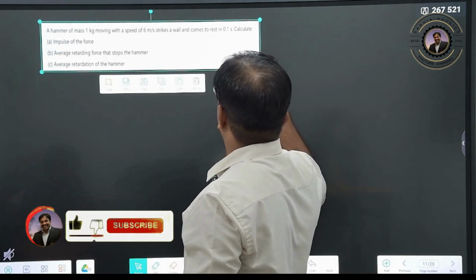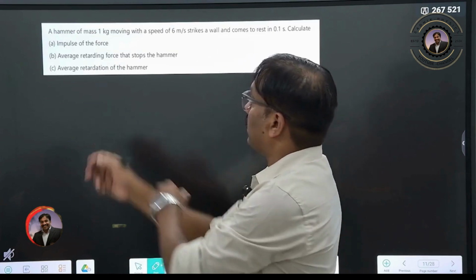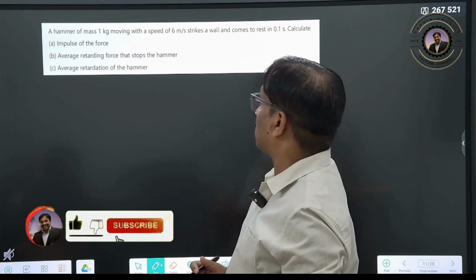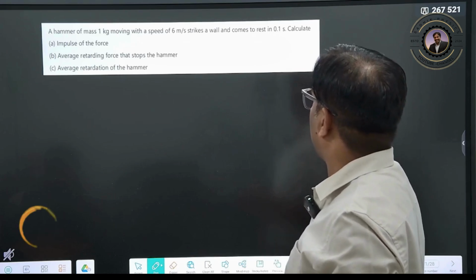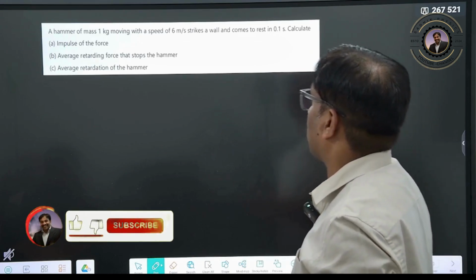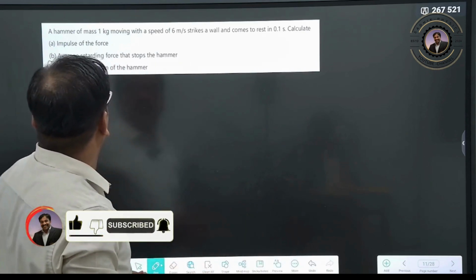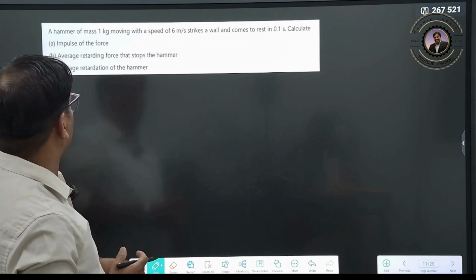Now let us see this question. There is a hammer of mass 1 kg moving with a speed of 6 meters per second that strikes the wall and comes to rest in 0.1 second. Calculate the impulse of the force, right? And the average retarding force to stop this one, no? Average retardation of the hammer.